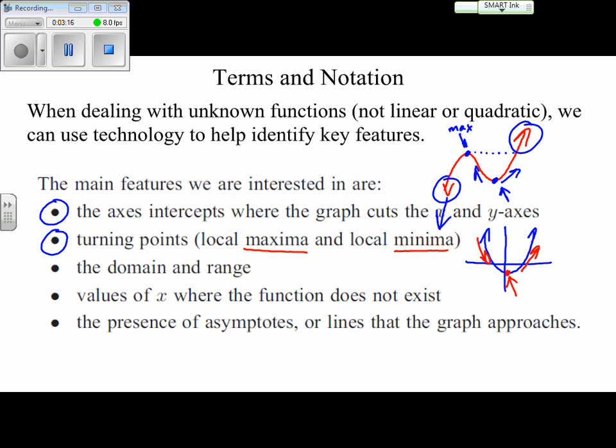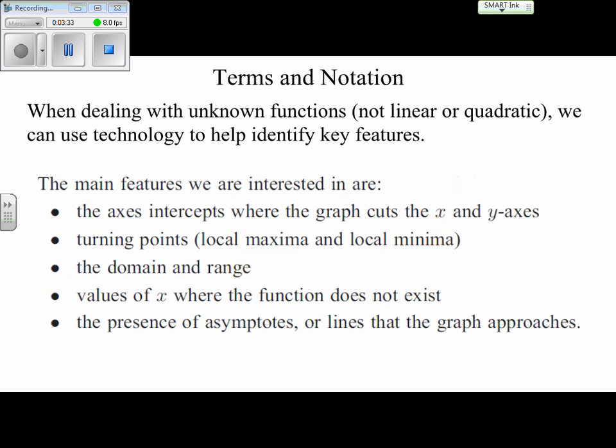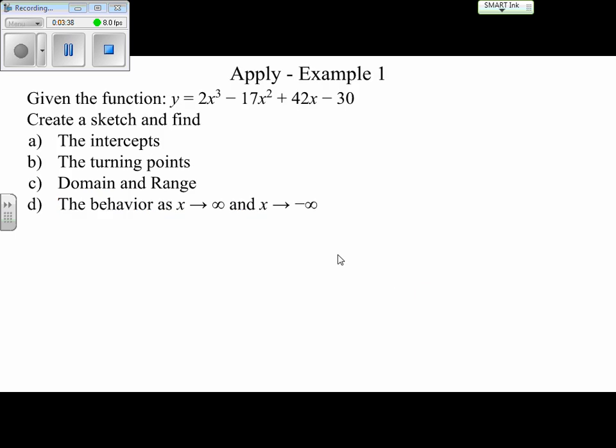Domain and range, we've recently been talking about with regard to functions, so we'll be doing that. And then these last two we'll save mostly for our next video, but that'll be talking about where can x not occur and what asymptotes do we have, and sometimes those conversations sort of overlap. But for now, we're mostly just going to be talking about intercepts, turning points, domain, and range. We're going to do one example for the extent of this video. We'll spend a little bit of time on it.